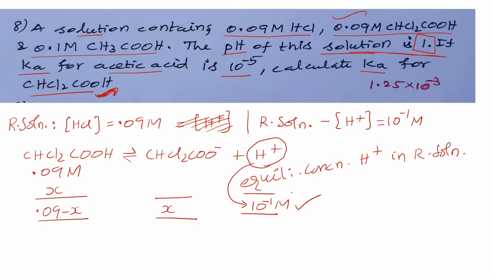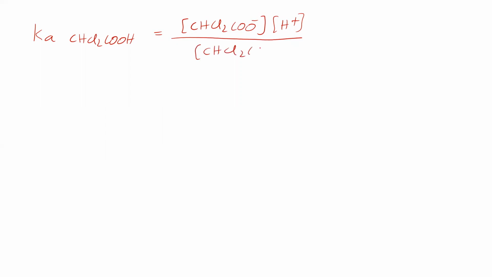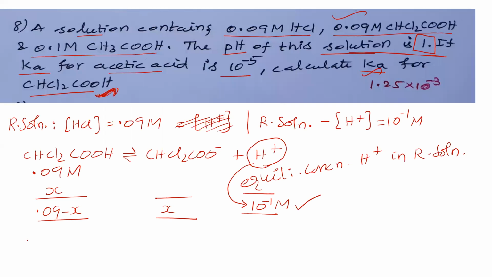Now, what do we want? We want the Ka for dichloroacetic acid. So write the Ka expression. Ka for dichloroacetic acid is equal to, in the numerator you write dichloroacetate ion and H plus, and in the denominator you write dichloroacetic acid. Now we want Ka for dichloroacetic acid, which means we have to substitute these values. If you substitute these, then only we can get Ka.